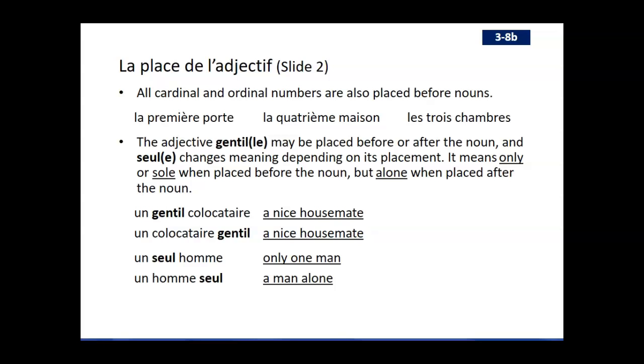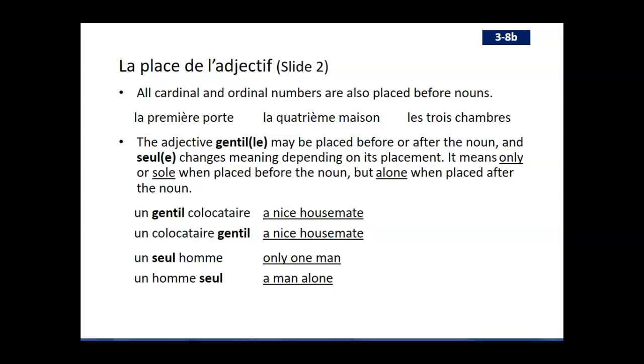Okay. A couple of exceptions, again, more exceptions. Gentil is an adjective that can be put before or after the noun, and the spelling of it, of course, depends on whether it's masculine or feminine. So I can say un gentil colocataire, a nice housemate or roommate. Un colocataire gentil, a nice housemate or roommate, it's the same thing.